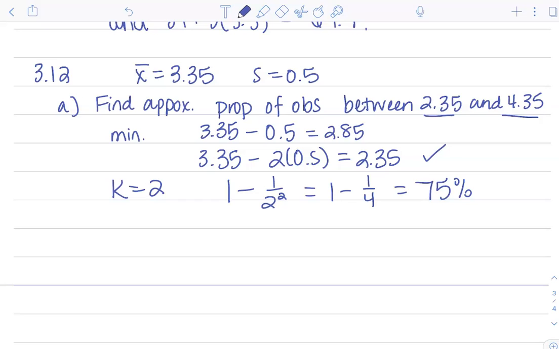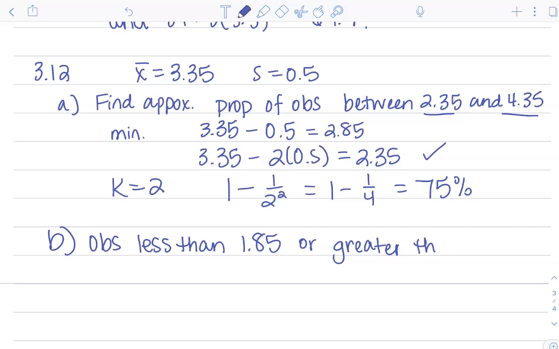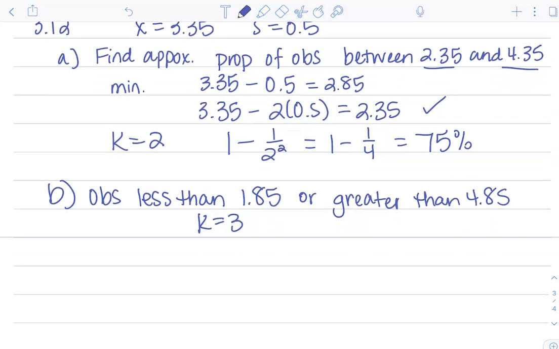and 4.35. For part B, it's asking for observations less than 1.85 or greater than 4.85. So this time we can still figure out how many standard deviations. This is going 3 standard deviations. If you subtract the standard deviation 3 times, you get to 1.85, and add, you get to 4.85. But what Chebyshev is saying is that 1 minus 1 over 3 squared, or 89%, will lie between.